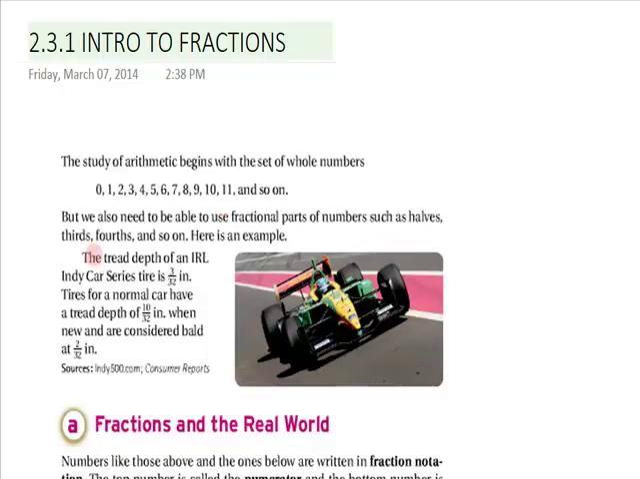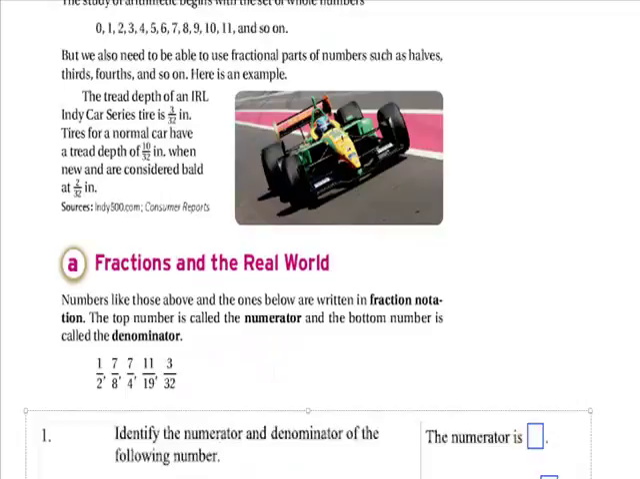Here's an example. The tread depth of an IRL Indy car series tire is 3/32 inches. Tires for a normal car have a tread depth of 10/32 when they're new, and they are considered bald at 2/32 of an inch. So that little statement is about tread depth in cars, and that could not be expressed without the use of the numbers called fractions.